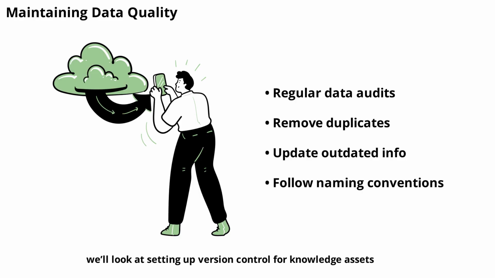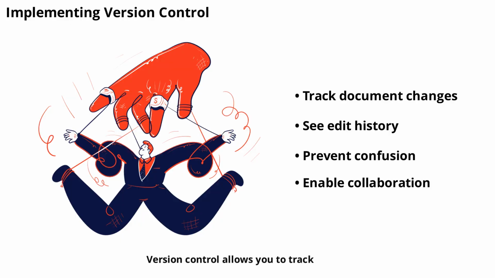In the next scene, we'll look at setting up version control for knowledge assets. Version control allows you to track changes to knowledge assets over time. Many inventory management systems include versioning features, letting you see who made changes and when. This is especially useful for collaborative environments where multiple users update documents. Set clear guidelines for version naming and document updates. Version control helps prevent confusion and data loss.